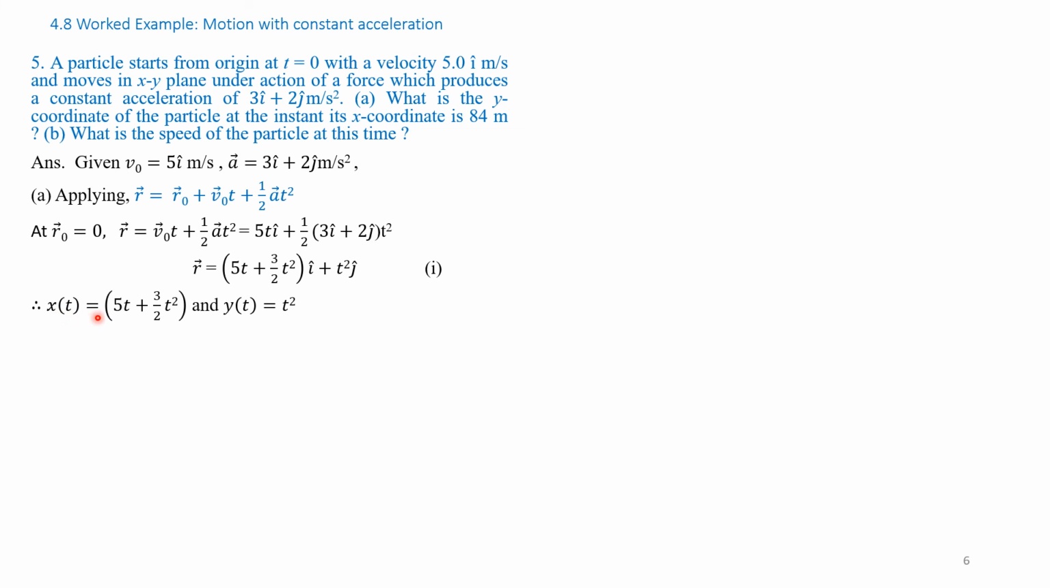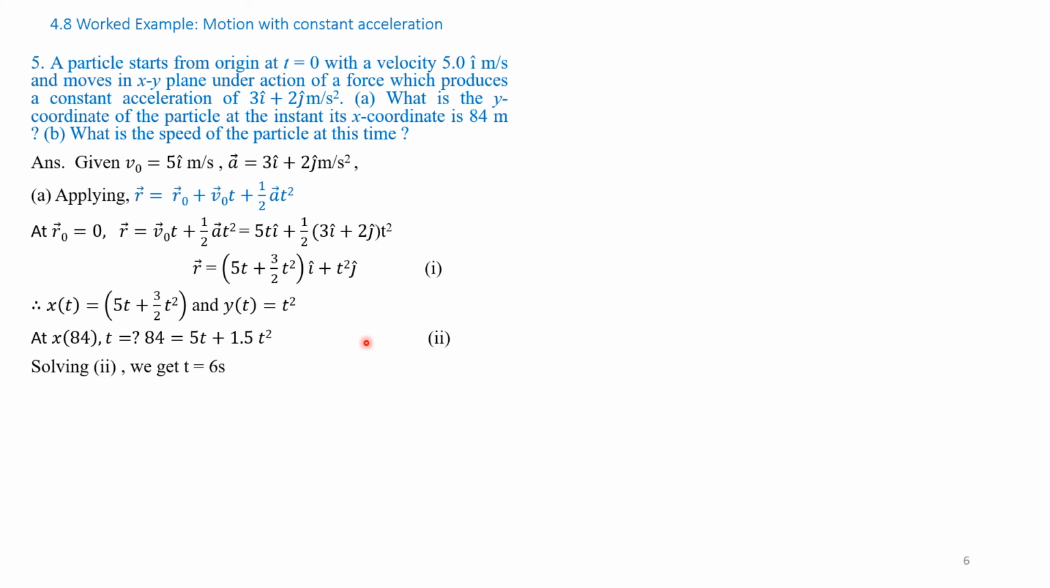Therefore, x of t is 5t plus 3/2 t square, and y of t is t square, because the coefficient of j is t square and the coefficient of i is x. Therefore, we will put the value of x as 84. X is equal to 84. Therefore, t is equal to what? We have to find it. Therefore, x(t) is 84 equals 5t plus 1.5 t square. Let it be equation 2.